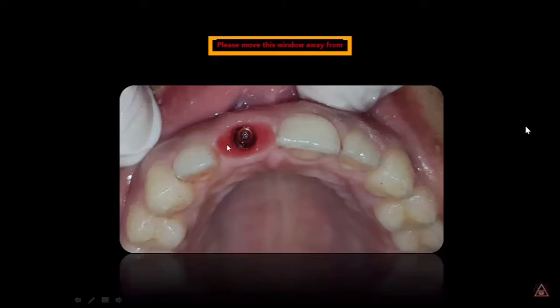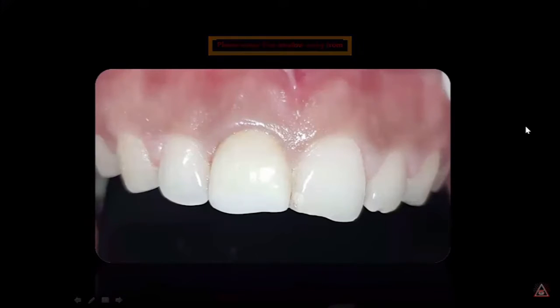So after removal of the crown, there is perfect healing of your gingiva, and this is after your permanent crown. This is a zirconium crown. The zirconium crown was given to the patient, okay, and after scaling you can see slight reduction in the inflammation.